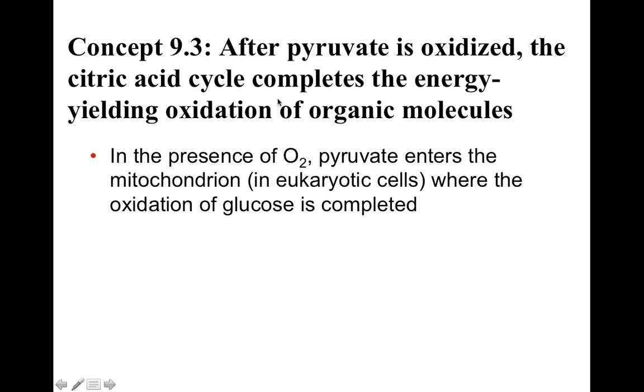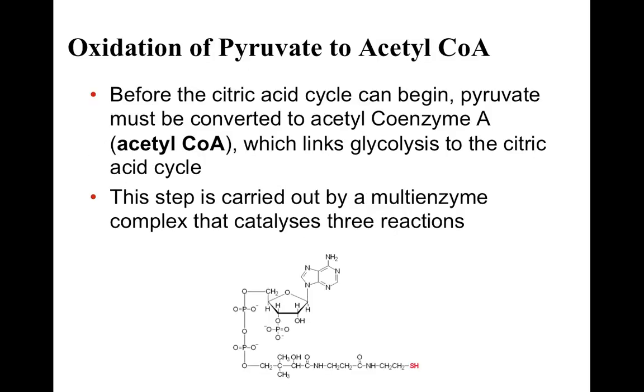Anyway, we have to get into the mitochondrion in order to complete the oxidation of pyruvate. And this is going to happen in the presence of oxygen. The pyruvate's going to enter the mitochondrion, and the oxidation of glucose will be completed. So, in order to get to the citric acid cycle, we kind of have to pass the velvet rope into the mitochondrion. So we have to take pyruvate and get it into the mitochondrion.